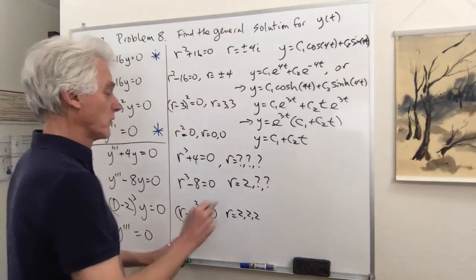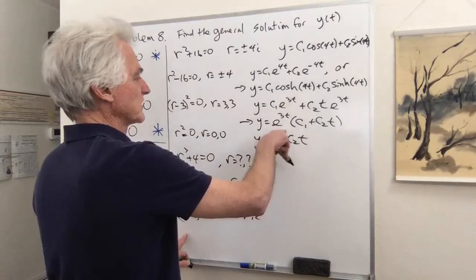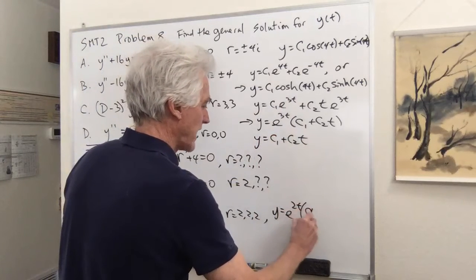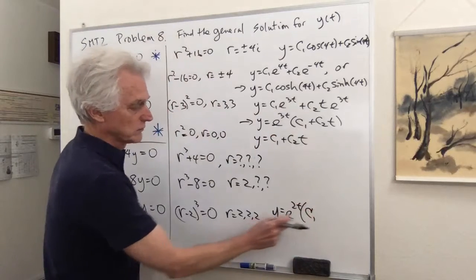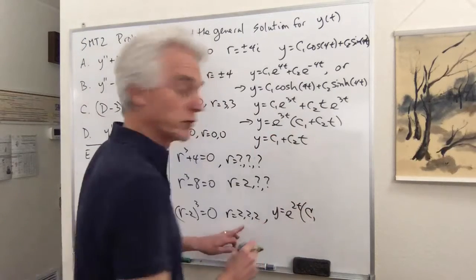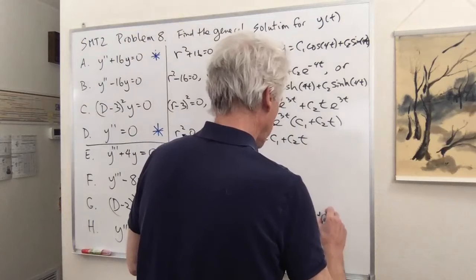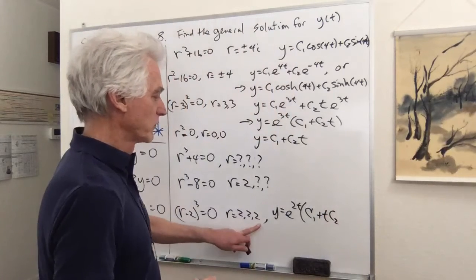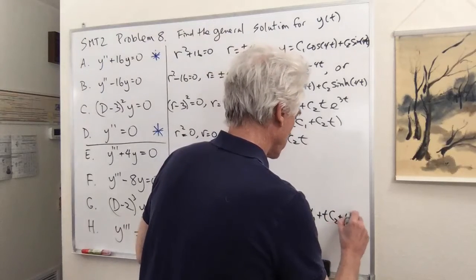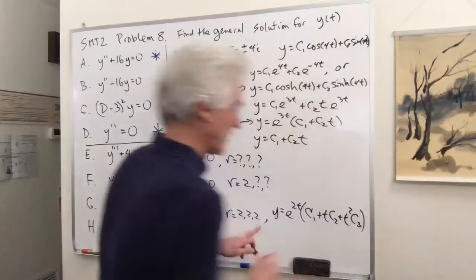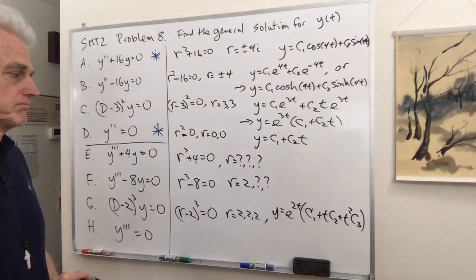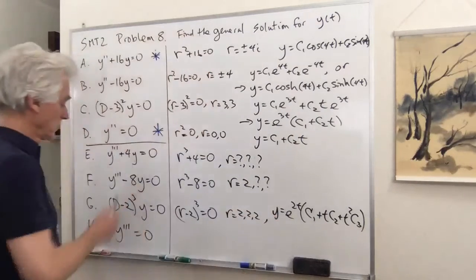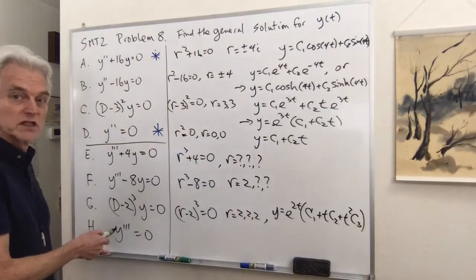Just like what I talked about before, the general solution is y is e to the 2t, and I'd have c1. That's what I'd get with just one root, a constant times e to the 2t. But I have 2 roots of 2, so I need to put t times c2. And then another root, so I have t squared times c3. I always have 3 arbitrary constants for an order 3 differential equation.